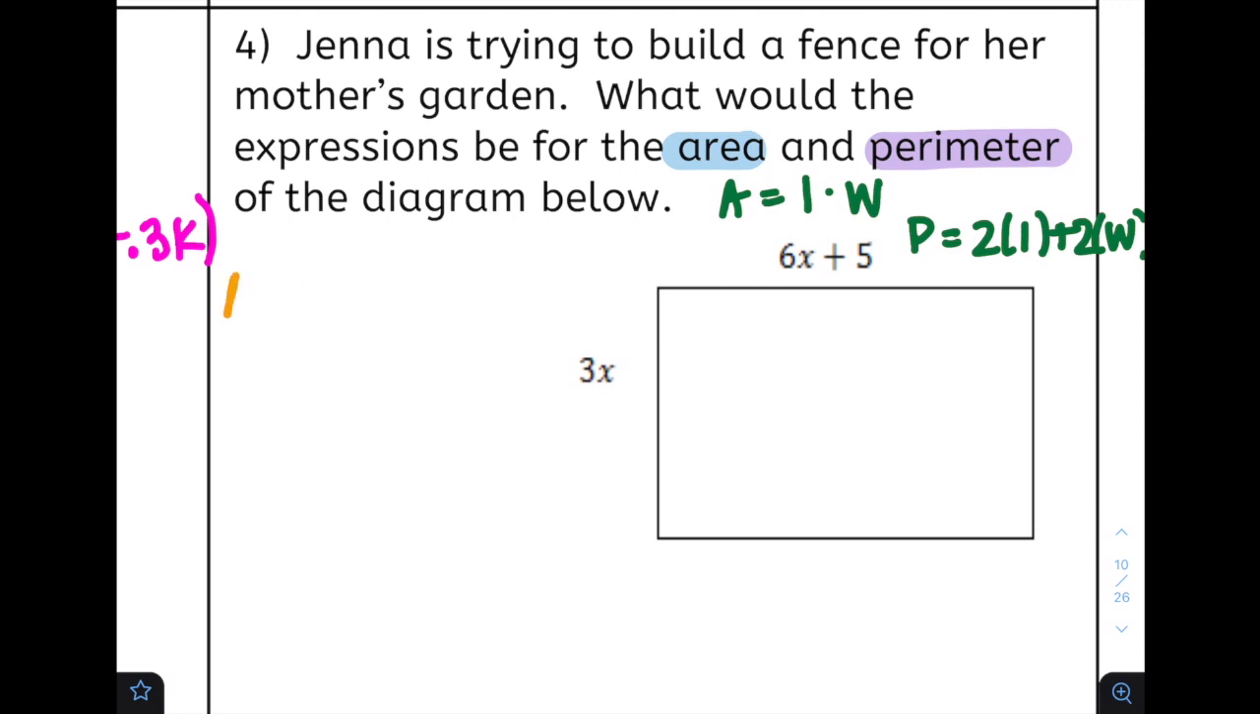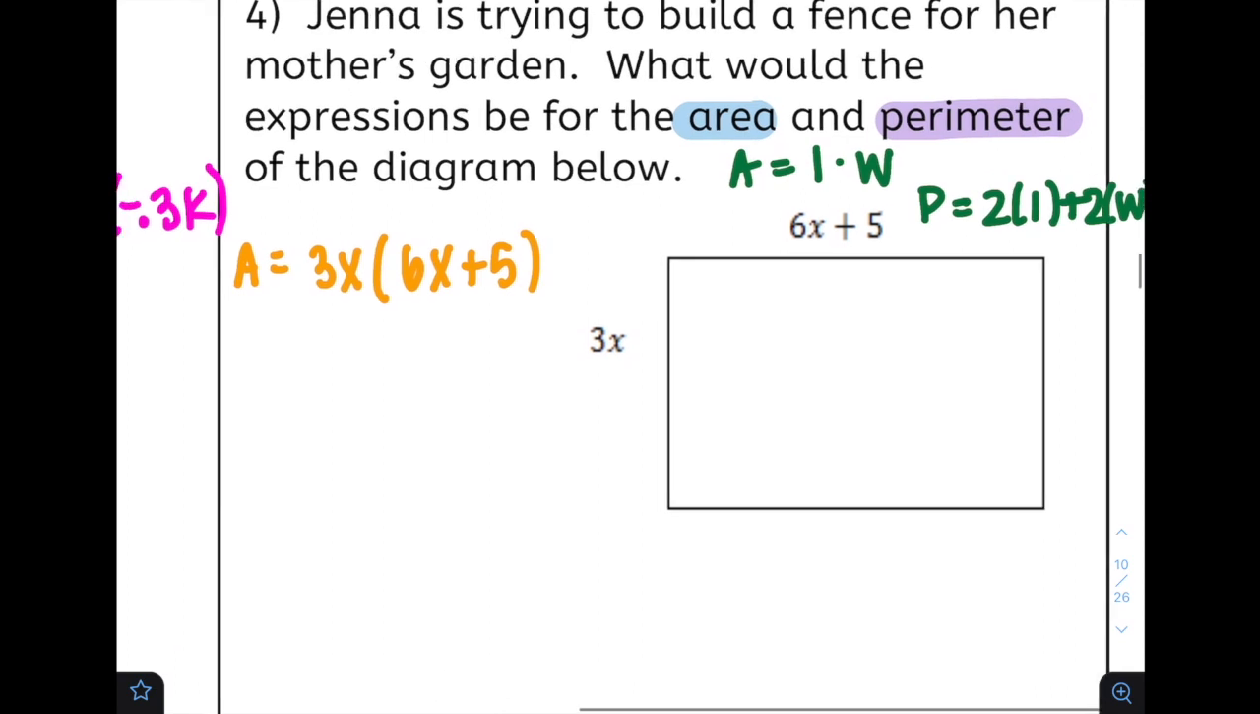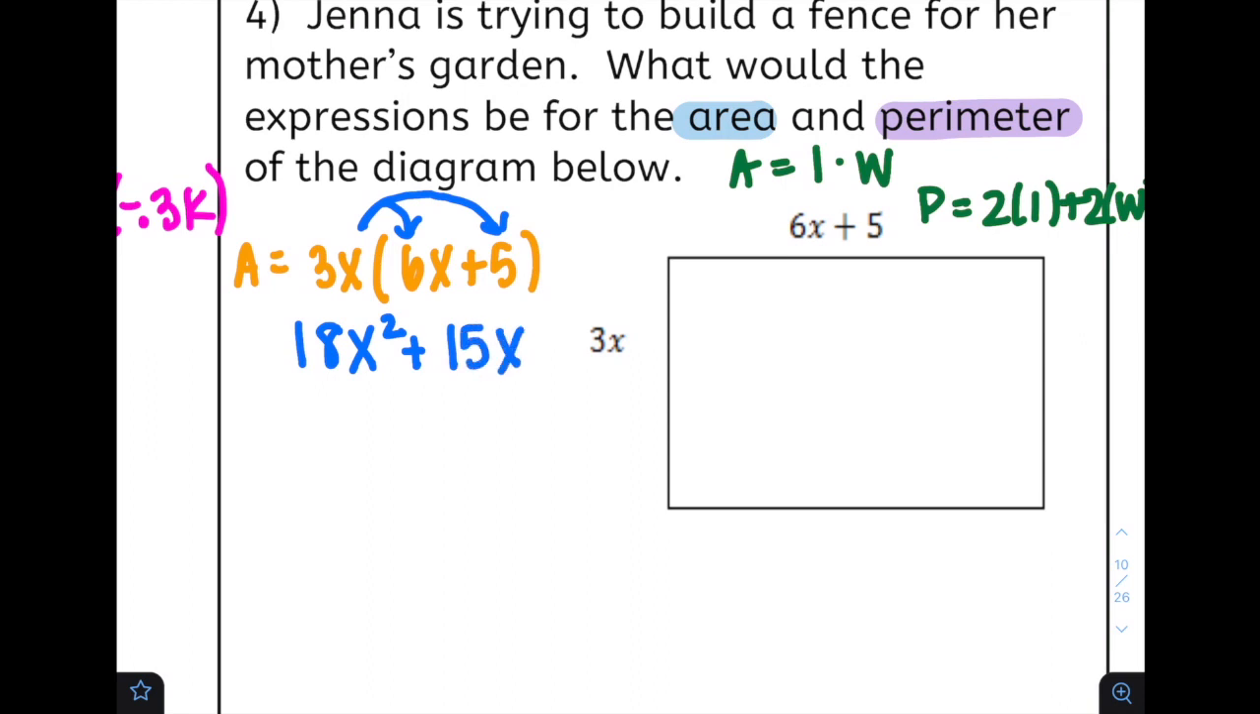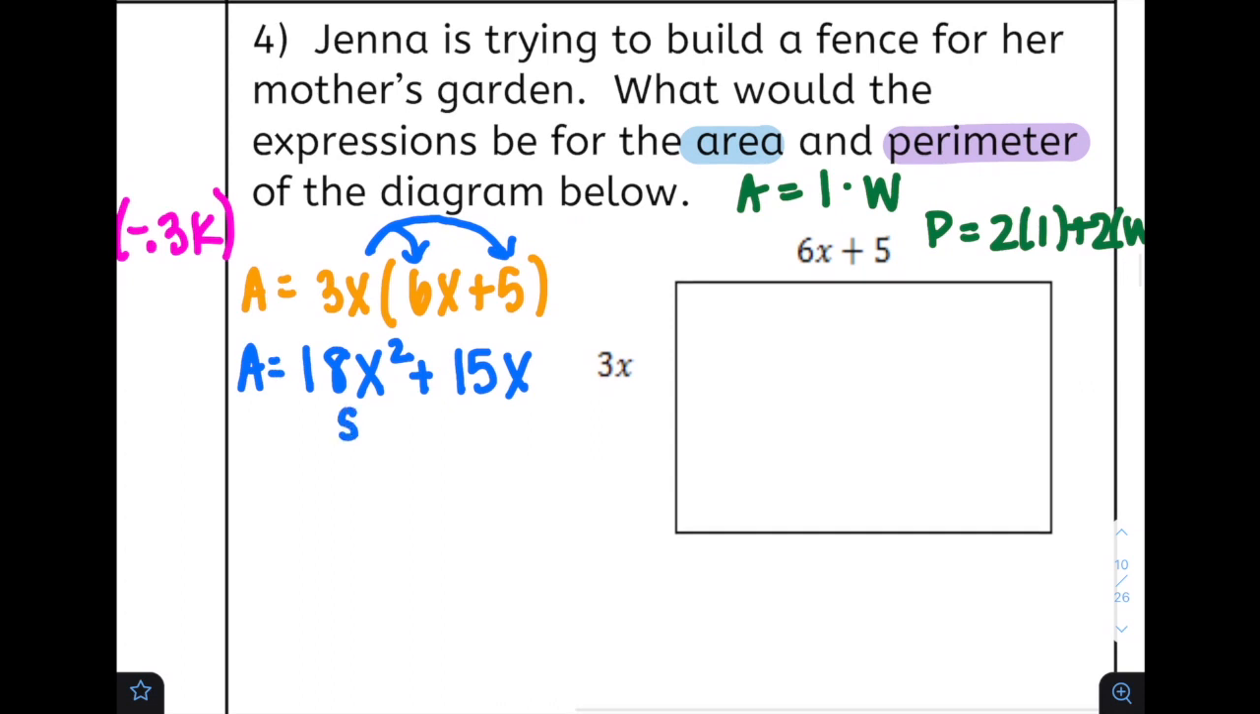So let's go with our area. We have 3x times 6x plus 5. We can't combine anything in our parentheses, but we can distribute. So we can distribute our 3x to both terms. We would get 18x, x times x is x squared, plus 15x, and that would be our area in square units because we don't have any specific one measurement, so square units.